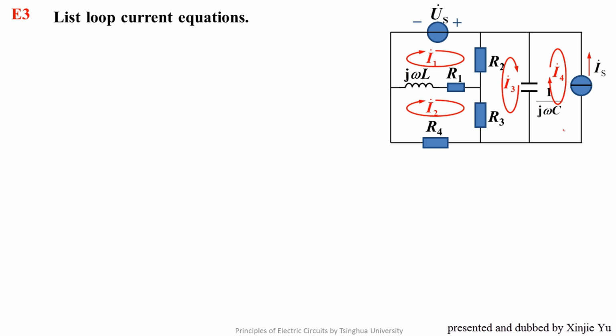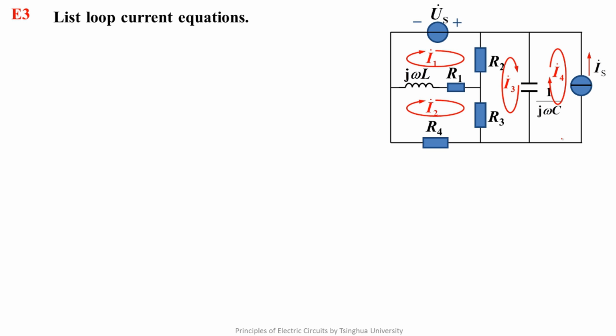The following question asks you to list the loop current equations for such a circuit. Let's have a review. The loop current equation is a KVL using virtual loop currents as variables. So we have self-resistance and the mutual resistance. With SSS, the self-resistance and the mutual resistance are expanded to self-impedance and the mutual impedance.